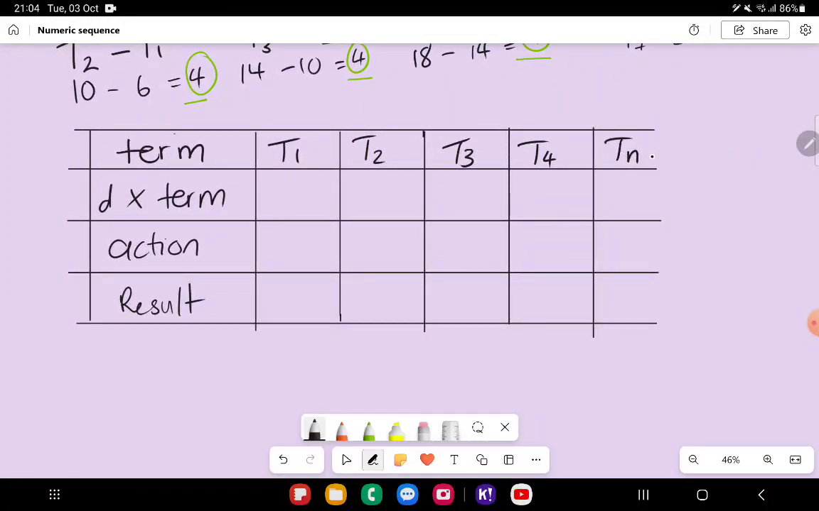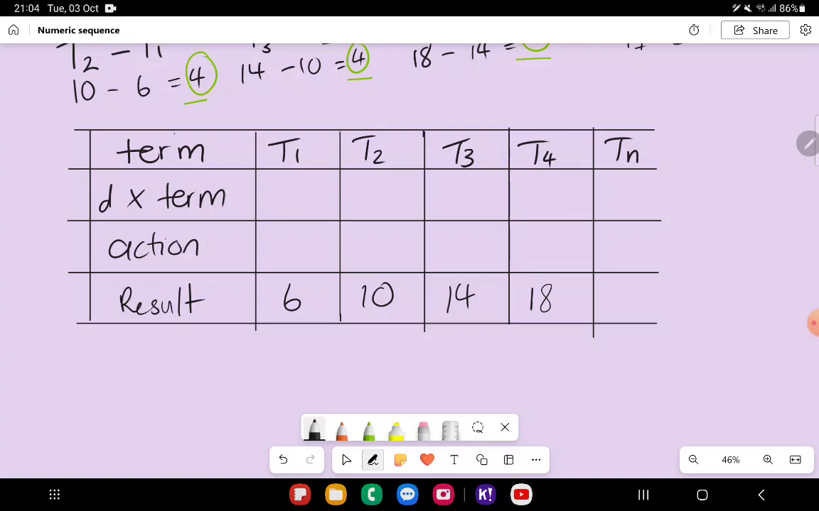I have terms which are my containers, and inside term 1 I have the number 6. Inside term 2 I have 10. Term 3 is 14. Term 4 is 18. Term n I don't know. I'm trying to answer that question. Now how do I go from the top, term 1, to 6 as an answer?